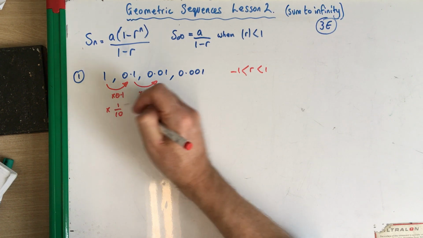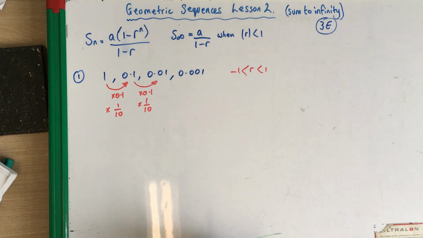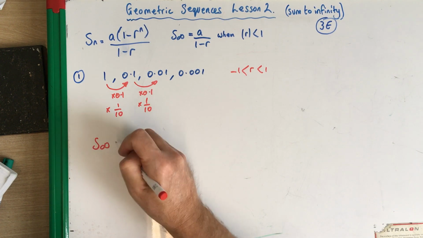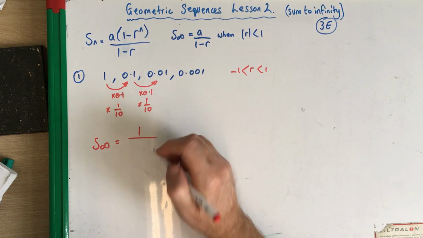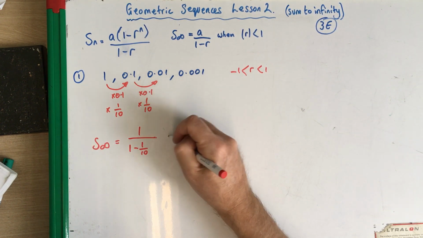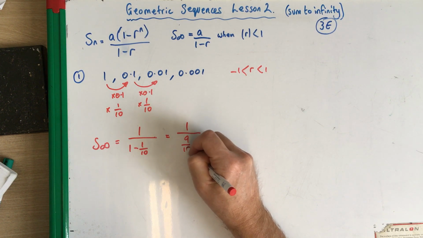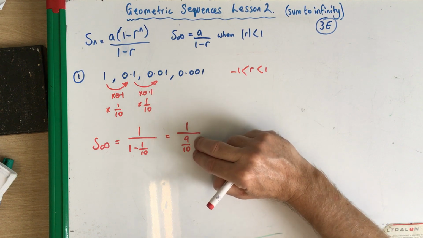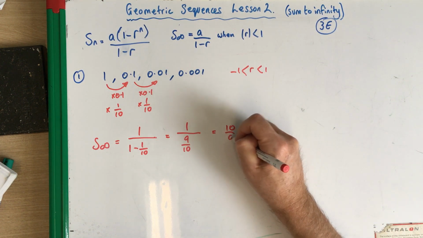So that, of course, is times by a tenth. And if we do the sum to infinity, the sum to infinity here is equal to a, the first term, which is 1 divided by 1 minus a tenth. So that's 1 divided by 9/10. And this is why I like fractions, because here, divide by 9/10, invert and multiply, gives you 10 over 9.